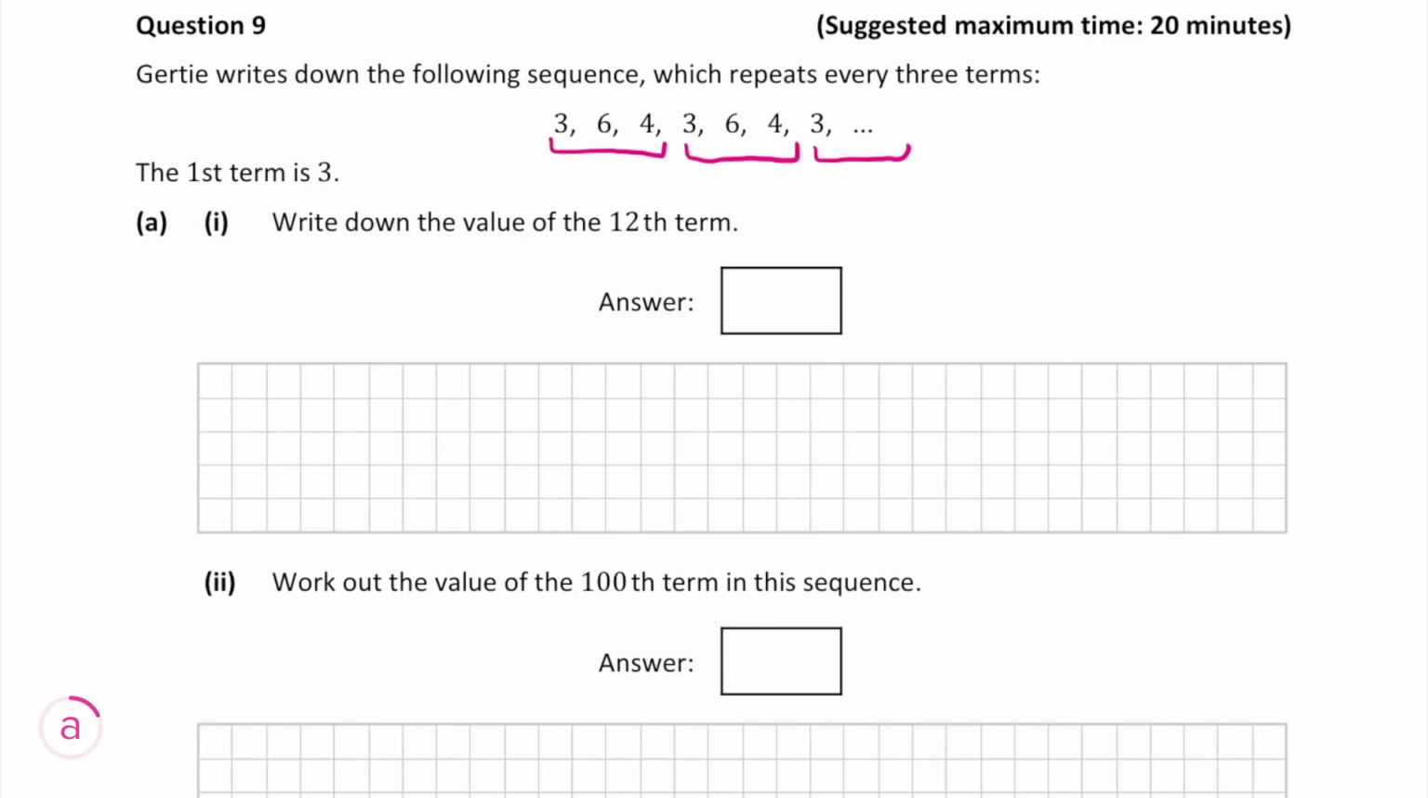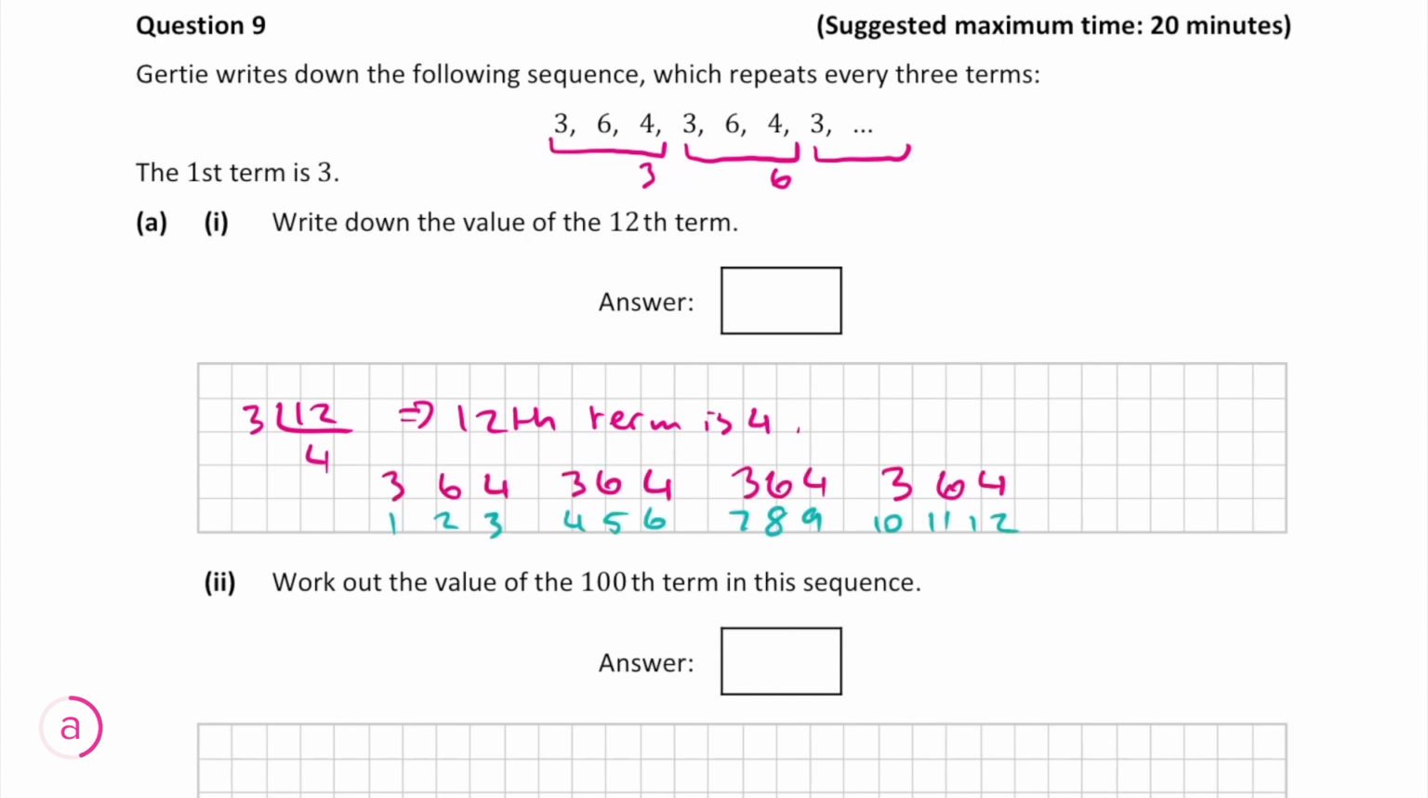The first approach is based on the fact that the sequence repeats every 3 terms, so therefore every term that is a multiple of 3 will be equal to 4. So in this case, since 12 is a multiple of 3, the 12th term will also be equal to 4. This can be written like so.